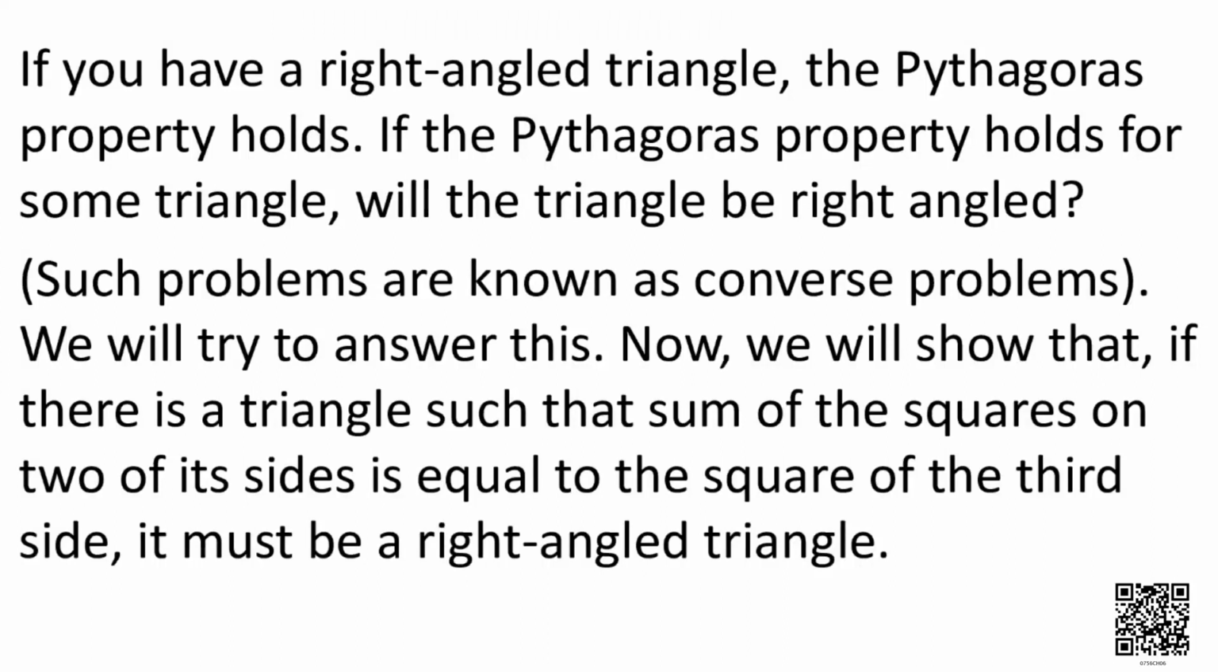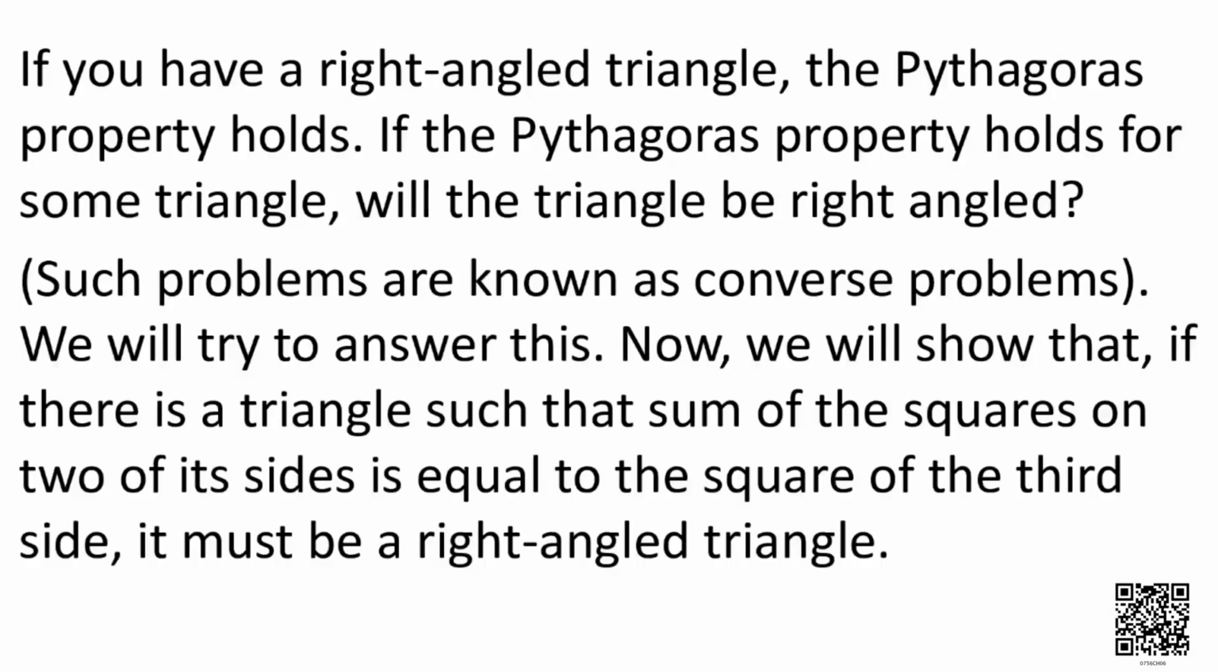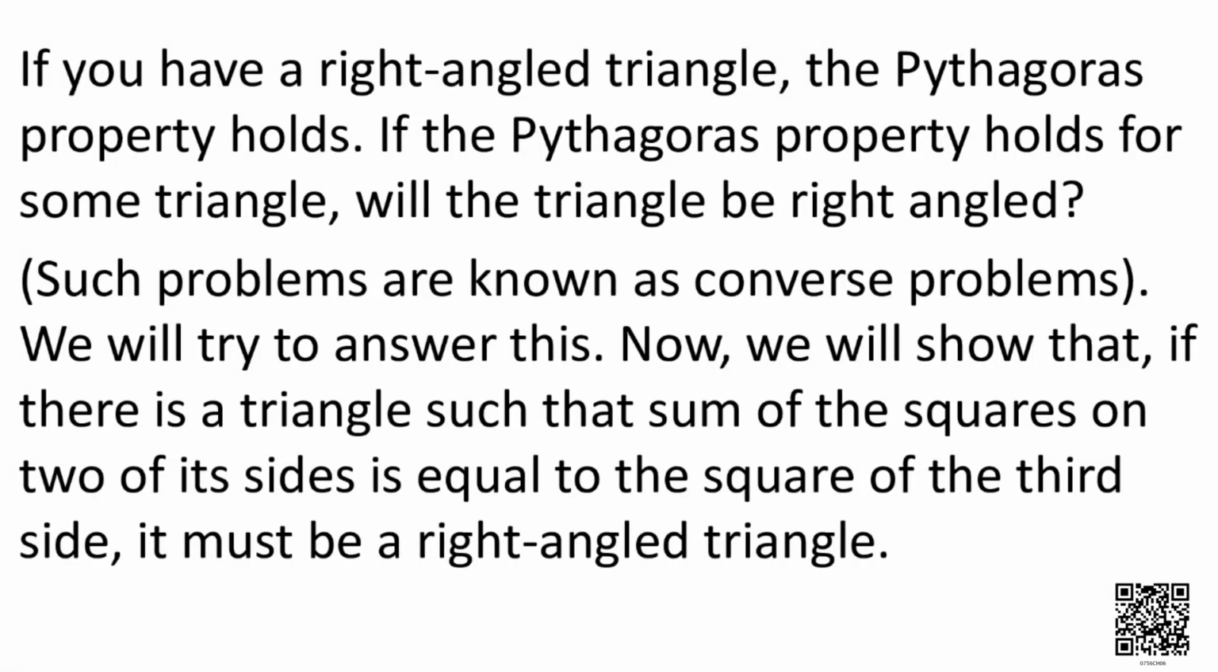If the Pythagoras property holds for some triangle, will the triangle be right angled? Well, certainly yes, it will be. Now, these types of problems are known as converse problems. We can say that if a triangle has the sum of the squares on 2 of its sides equal to the square of the third side, then it must be a right angle triangle.